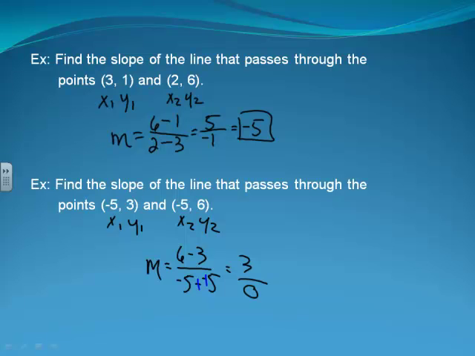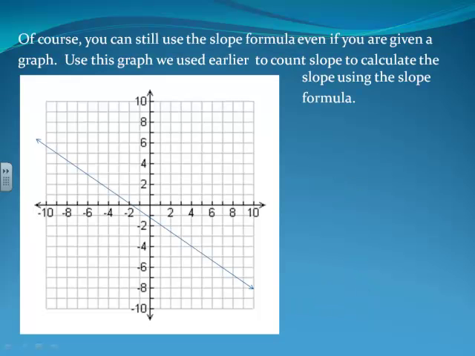And here, anything divided by 0 is an undefined fraction. Therefore, the slope of this line, if we were to graph it, would be undefined, and therefore that makes it a vertical line. We know that that would graph as a vertical line if we chose to graph it. Of course, you can still use the slope formula even if you were given a graph.